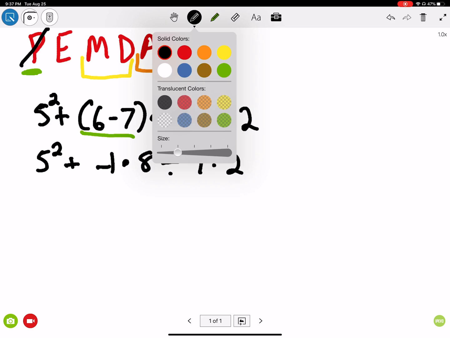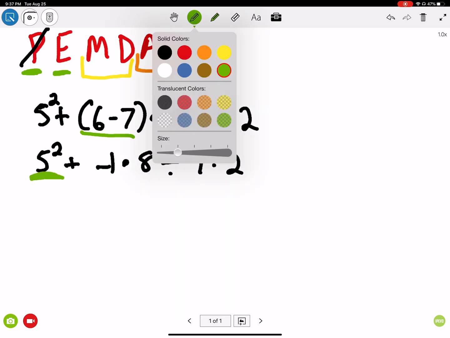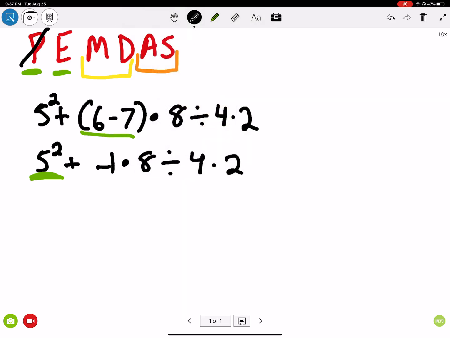I'm done with parentheses. Now I'm going to look for exponents. Well, there's an exponent here in 5 squared. So that's the next thing I'm going to do. 5 squared is 25. And I'm going to rewrite the rest of my problem. Plus -1 times 8 divided by 4 times 2. Are there any more exponents? No. Done deal. I'm going to move into multiplication and or division.